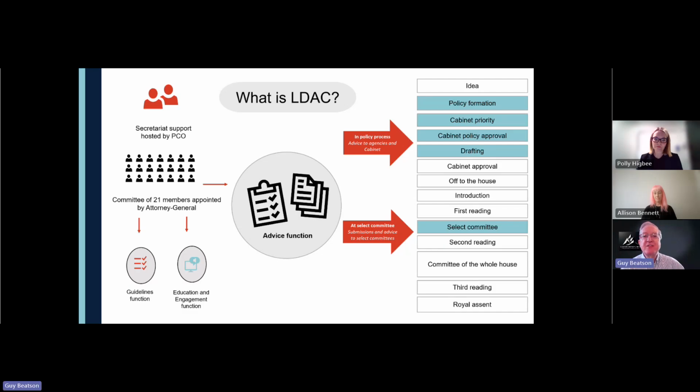Both these activities extend our reach beyond advice functions. It's common to see submissions to select committees refer to the guidelines, and ministers are required to address consistency with the guidelines in cabinet papers for bills. Our advice function applies at two different stages, you can see in the slide. The bulk of our work is prior to introduction, when we advise departments that come to us through subcommittees on various bills or prospective bills. But we also make submissions to select committees.